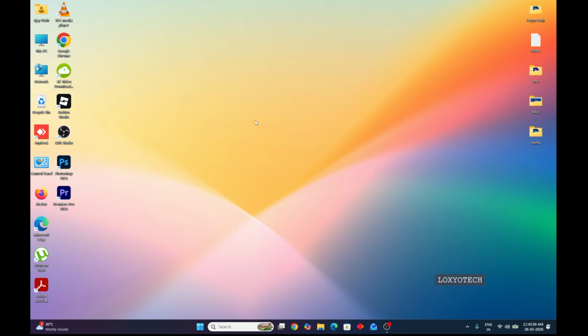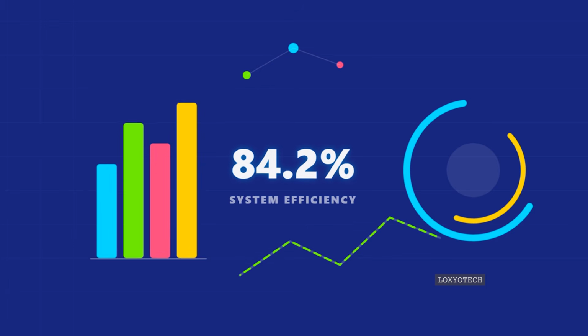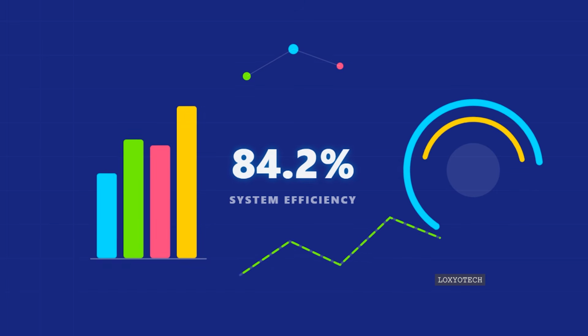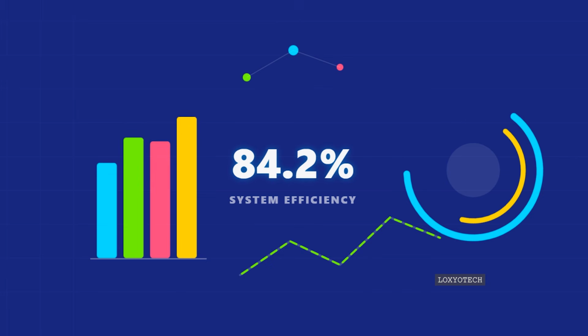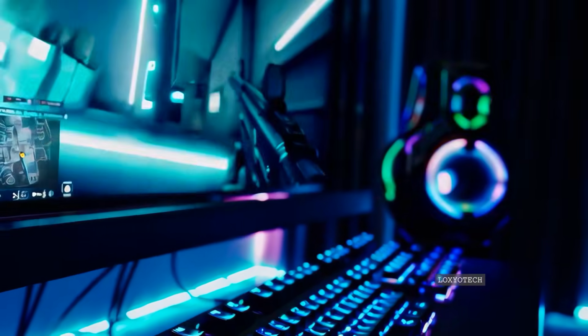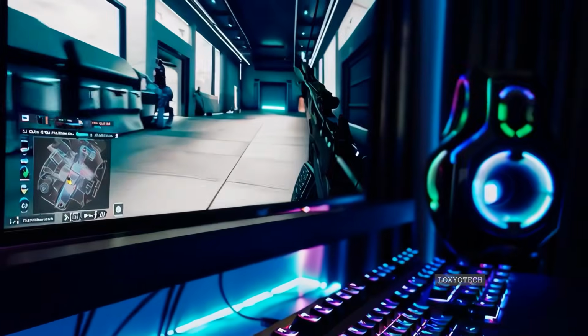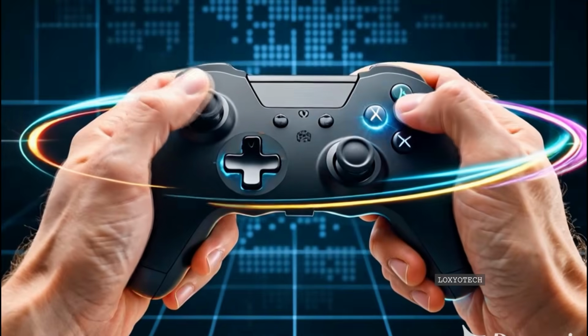Today, in this tutorial, I will show how to install or enable the Windows 11 25H2 latest update, named K2. K2 is Microsoft's latest update that helps enhance the performance of Windows 11 systems. This update helps to reduce the performance lag and other system-related issues. It also helps to improve the gaming performance in Windows' latest Xbox game mode.